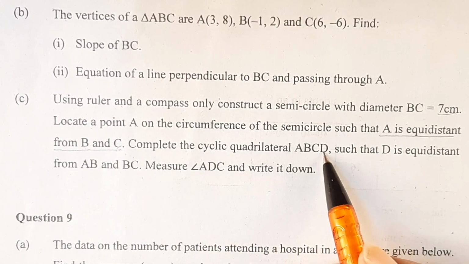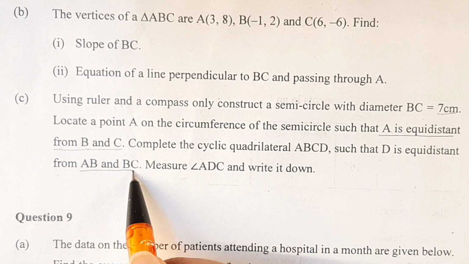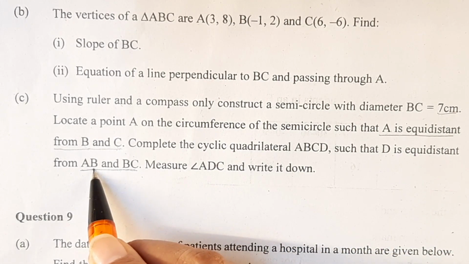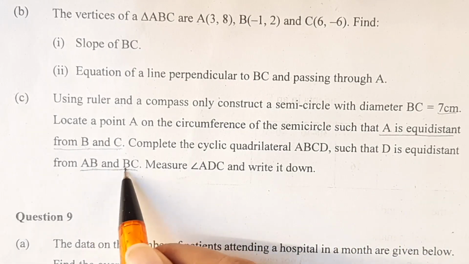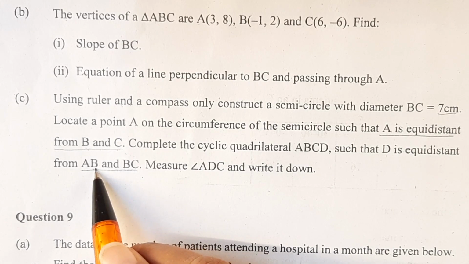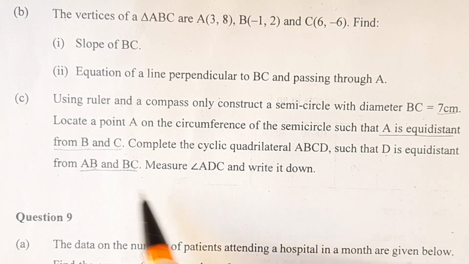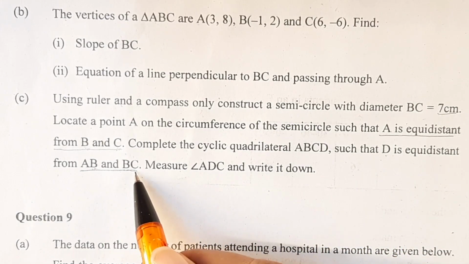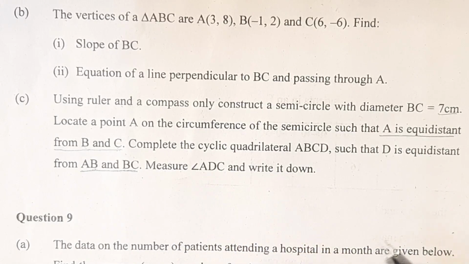Complete the cyclic quadrilateral ABCD such that D is equidistant from AB and BC. Now when a point is equidistant from two sides which meet at a point, then this D lies on the angular bisector of this angle B. We have done that in our What is Locus part 1. Okay, so now that we understood that D is going to be equidistant from AB and BC, which means D lies on the angular bisector of angle B, then we have to measure angle ADC and write it down.